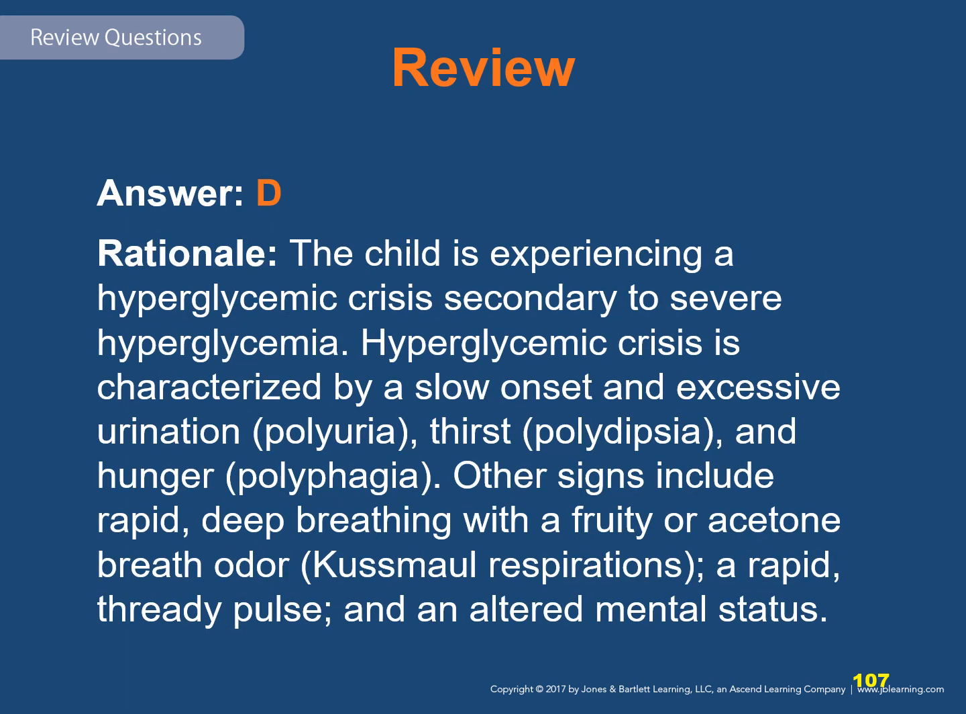It is D. The child is experiencing hyperglycemic crisis secondary to severe hyperglycemia. Hyperglycemic crisis is characterized by a slow onset and excessive urination, polyuria, thirst, polydipsia, and hunger, polyphagia. Other signs include rapid deep breathing with a fruity or acetone breath odor, which is Kussmaul respirations, a rapid thready pulse, and an altered mental status. Let's look at the incorrect answers.